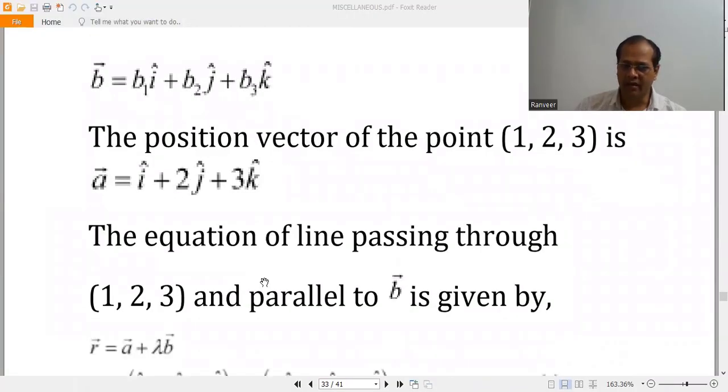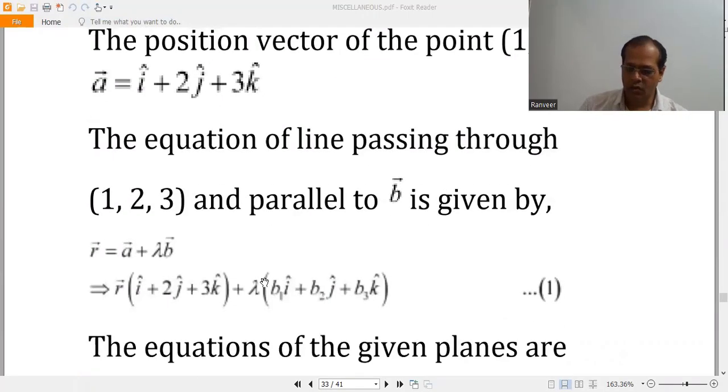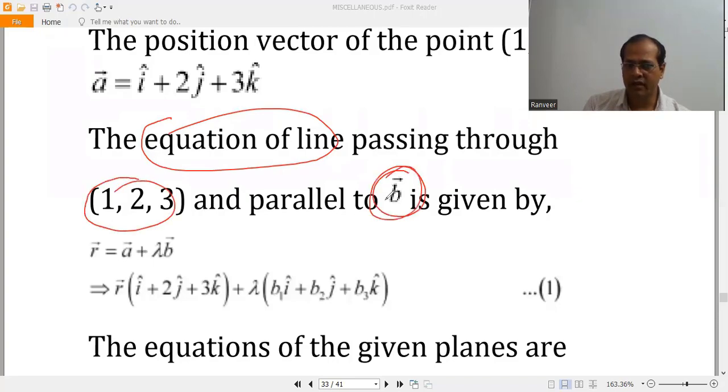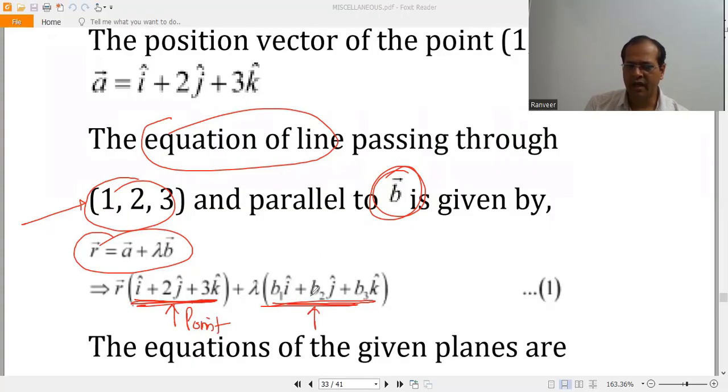Now the equation of the line passing through (1, 2, 3) and parallel to the given vector is given by, so this is the very important equation. Any equation of the line we can write, if the point is given and it is parallel to a given vector: r = a + lambda b. Here a is the position vector of the point through which it passes, and b is the vector to which the line is parallel. So this is the vector b = b1 i + b2 j + b3 k, and this is r equal to.